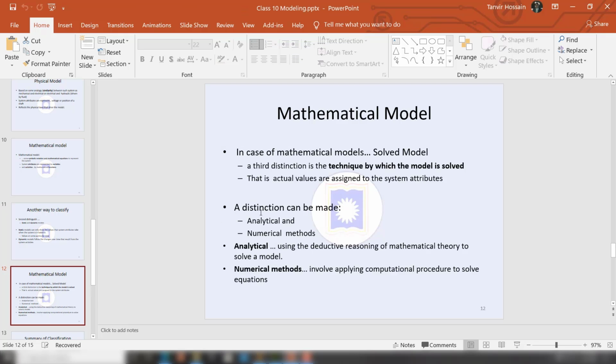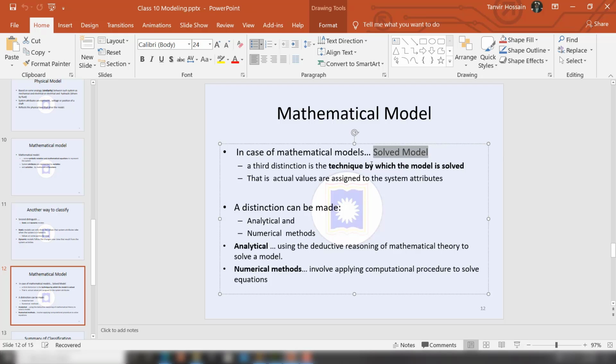So now let's see more about mathematical models. In the case of mathematical models, there is another type of model, the solved model. The solved model is a third distinction, based on the technique by which the model is solved, and a distinction can be made between analytical and numerical methods. Analytical uses the deductive reasoning of mathematical theory to solve a model, and numerical methods involve applying computational procedures to solve equations.